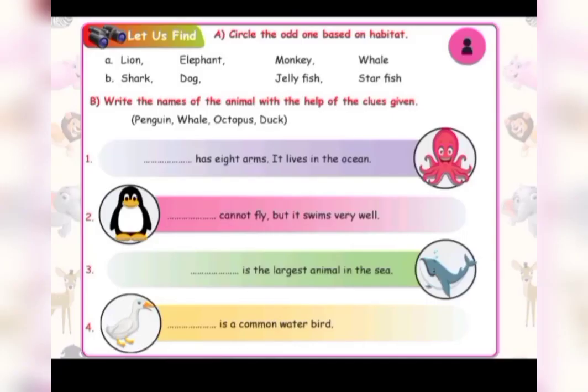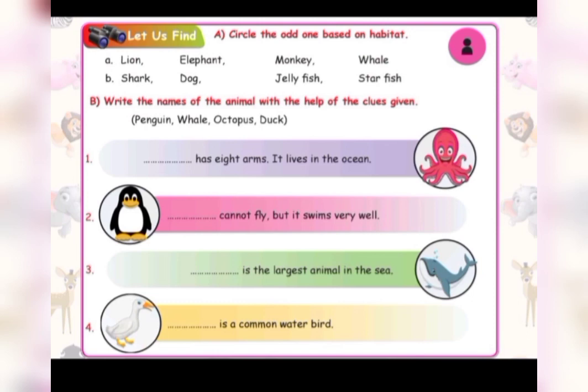Next, another activity on page number 75. Children, here they have given two activities. A, circle the odd one based on habitat, and B, write the names of the animals with the help of the clues given. Let's see now one by one.